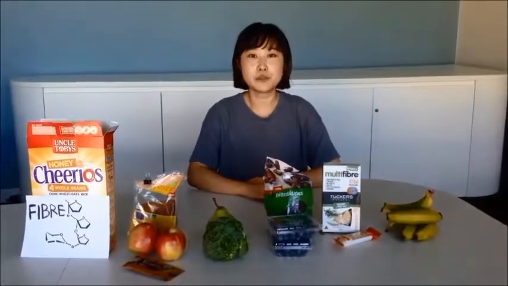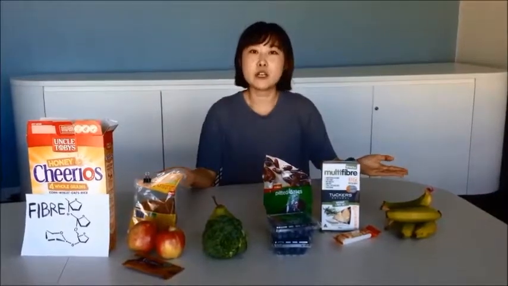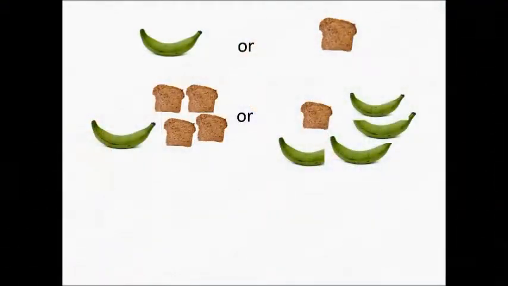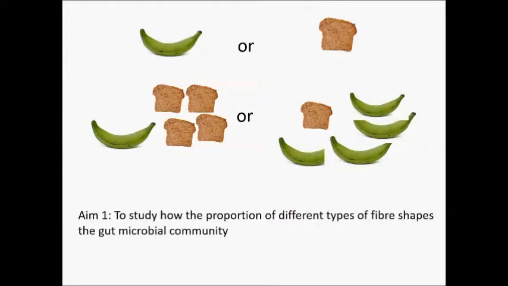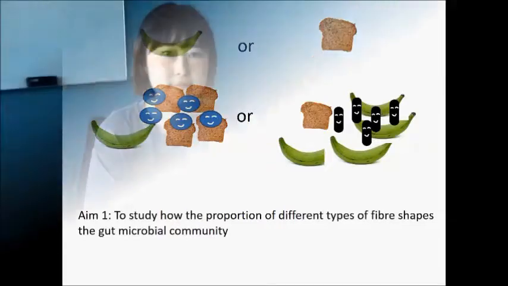Within these 4 carbohydrate groups, the benefits of microbial fiber interaction rely on HAC and MAC, which are commonly known as prebiotics or fiber. But what type of fiber and how much do we need to benefit the gut microbes in order to promote our health? So our first aim is to study how the proportion of different types of fiber shapes the gut microbial community. And we hypothesize increasing one type of fiber will promote the growth of the bacteria utilizing this fiber as their food source.